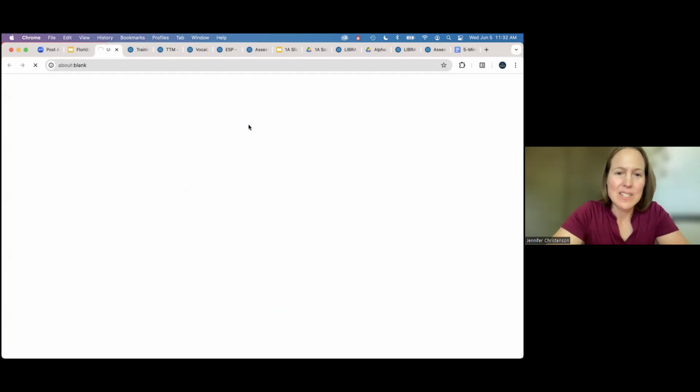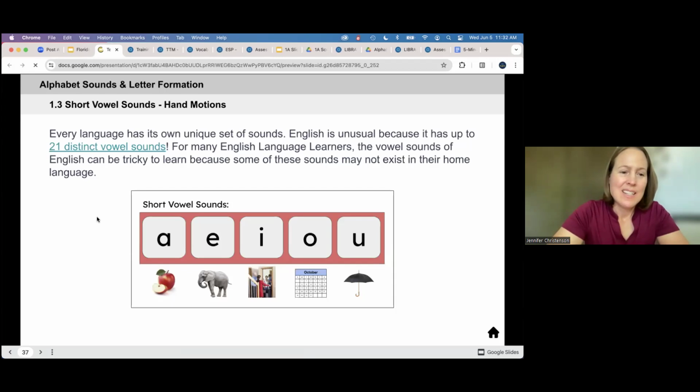This one is about teaching short vowel sounds. A number of teachers have gotten back to me and told me that this has been one of the most helpful things they've learned. So if you've zoned out, this is a good time to zone back in, because I think this is useful for all beginning English teachers to know. This is a good trick or technique.